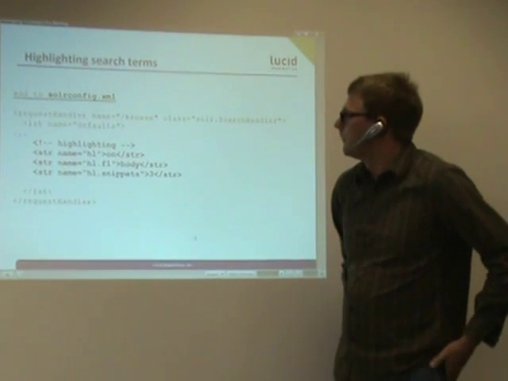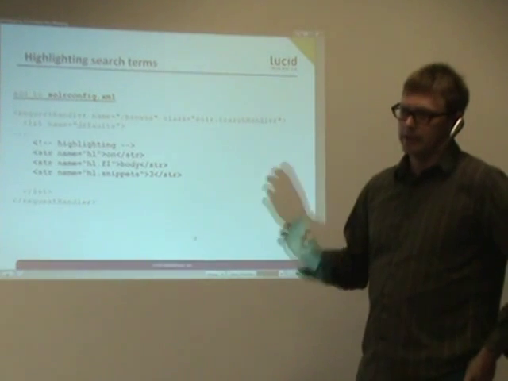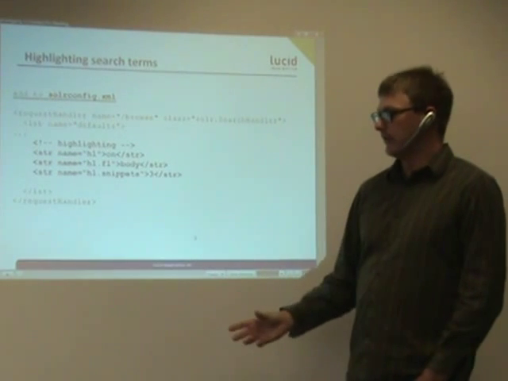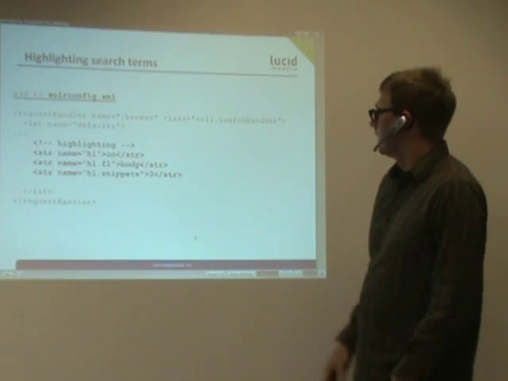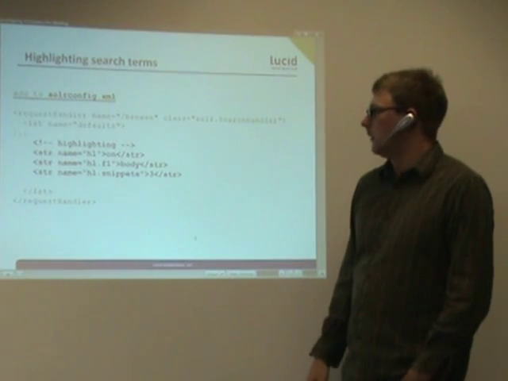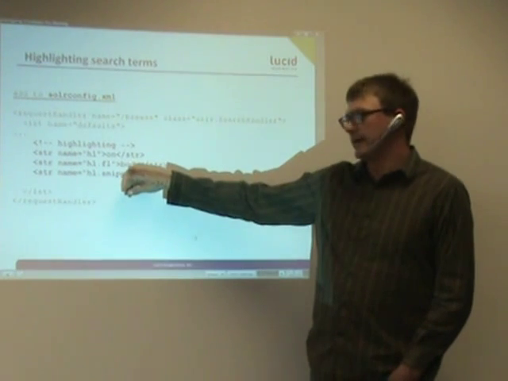Okay, next up, we want to add highlighting. So what we're doing is just incrementally adding niceties to our user interface and to Solr's capabilities here, because we know in our end result that we're going to want highlighting. So within that browse handler in solrconfig.xml, we add a section on highlighting. We turn highlighting on. We tell it we want to highlight that body field.